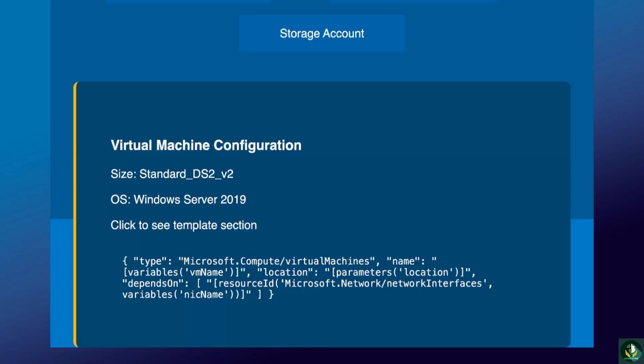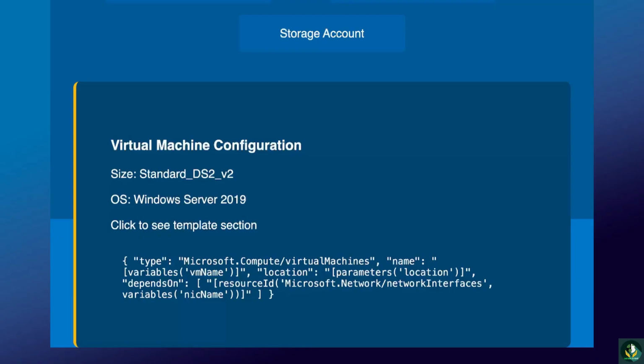Then we specify the name. The name field specifies the name of the resource. Instead of hard-coding the name, it references a variable, which is VM name in our case, and it's defined elsewhere in the template. Using variables makes the template reusable and easier to maintain.